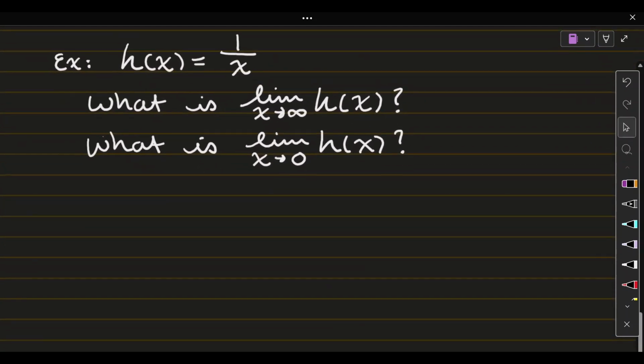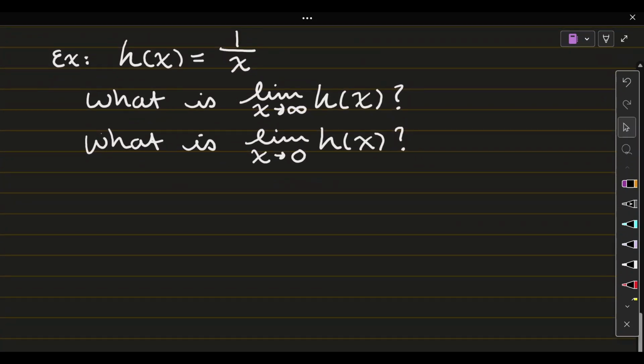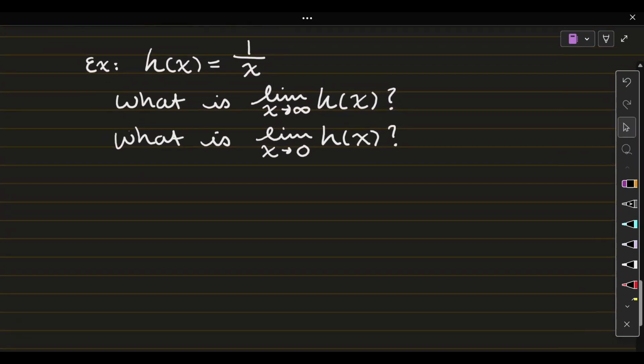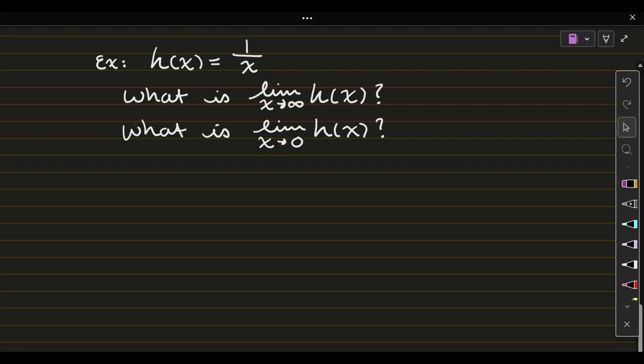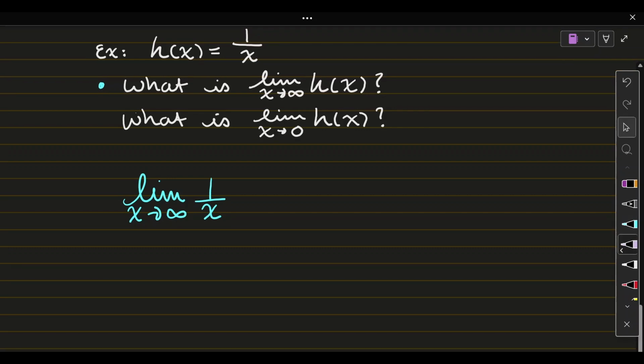I have h of x equals 1 over x, and I want the limit as x goes to infinity of h of x, and the limit as x goes to 0 of h of x. So we'll start with the first one, the limit as x goes to infinity of 1 over x. Let's think about this for a second. What does 1 over x mean?